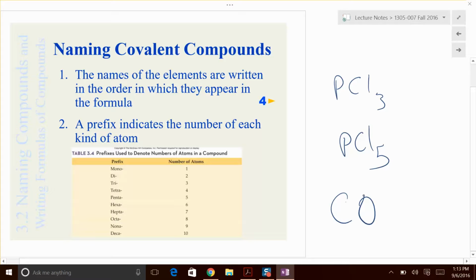Carbon monoxide. So for the second element, I do use the prefix mono, but for the first one, I don't. Dicarbon dihydride. Now, do you notice that I'm still using the IDE ending? You still do that. Oxide, chloride, hydride. You still use the IDE ending.